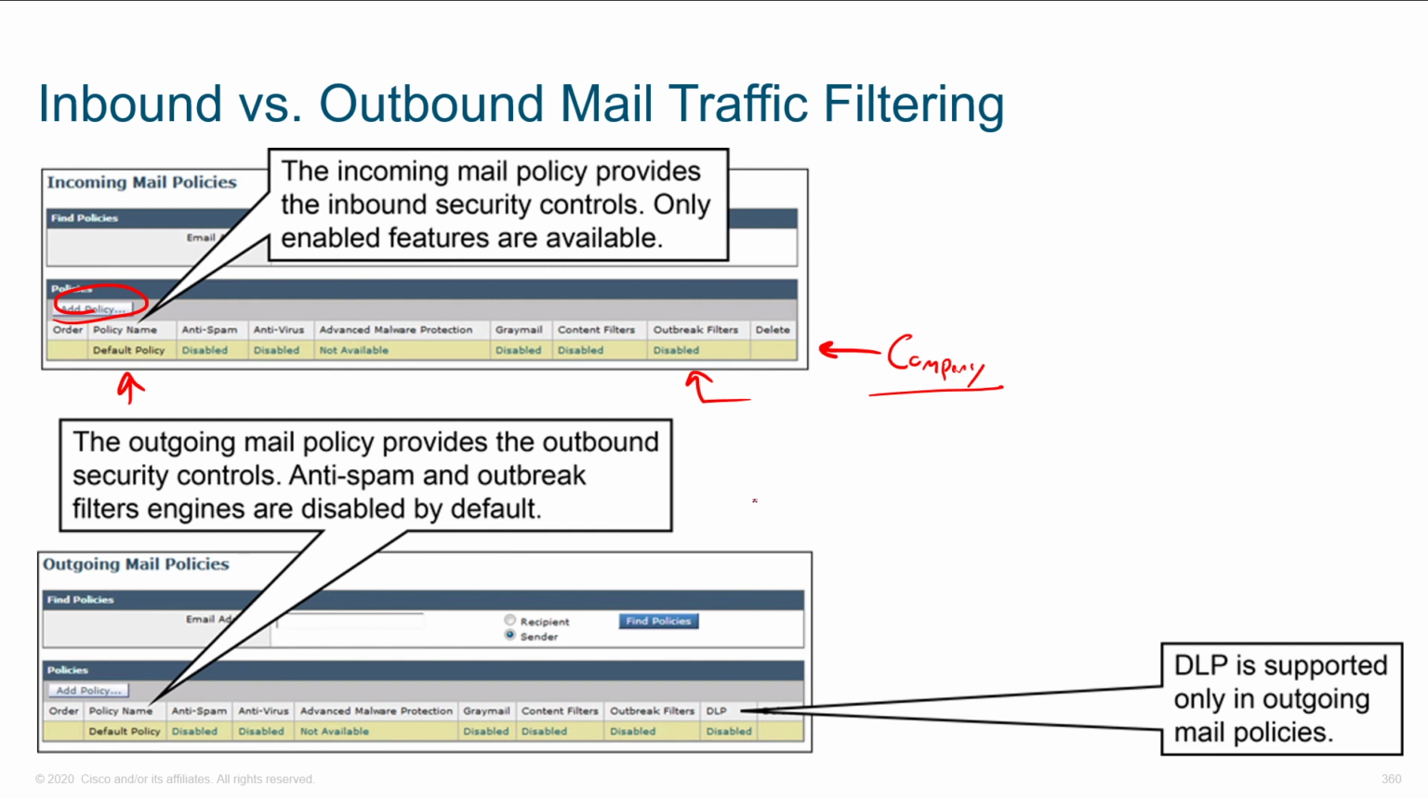What you see at the bottom is an outgoing mail policy, and it looks real similar. It's default, it applies to everybody: anti-spam, antivirus, AMP, gray mail, content filter, outbreak filter. What's this? DLP. So DLP wasn't on our incoming rule sets, but it is available on the outgoing rule set.